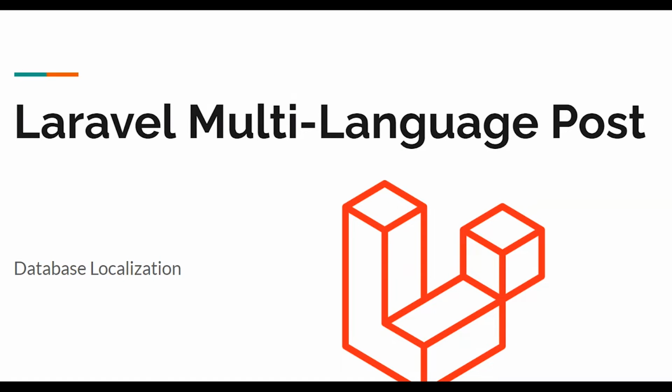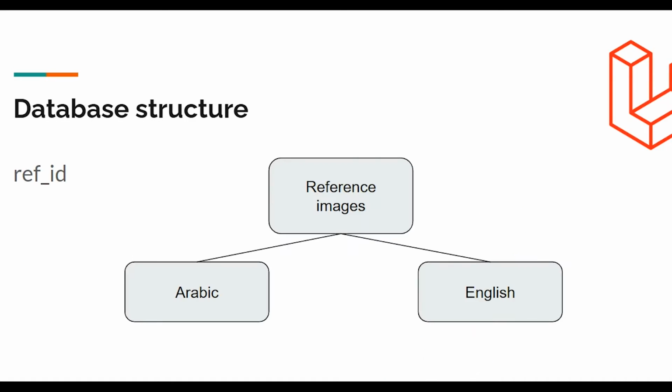Hello everyone, today we are going to explain how to create a CRUD system for multi-language posts: create, retrieve, update, and delete data. In other words, let's localize our database. Our database structure will contain, for each model such as category, two tables.